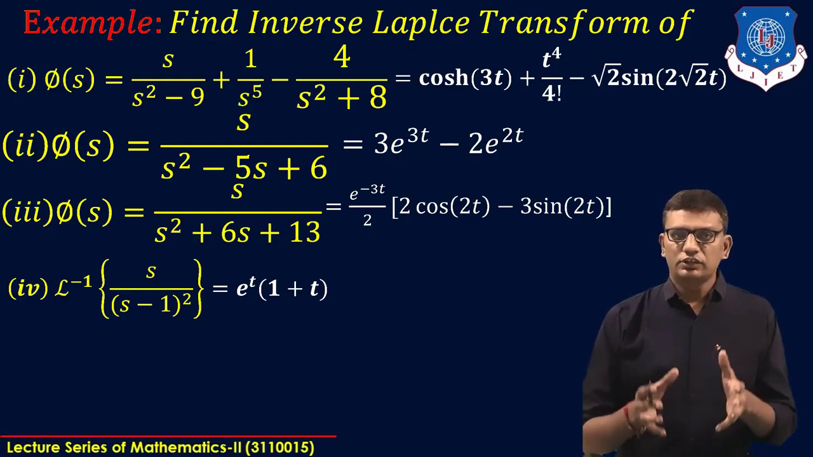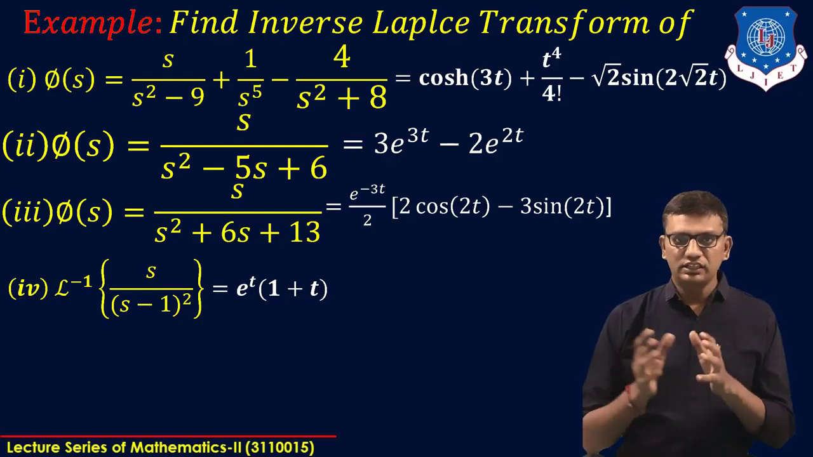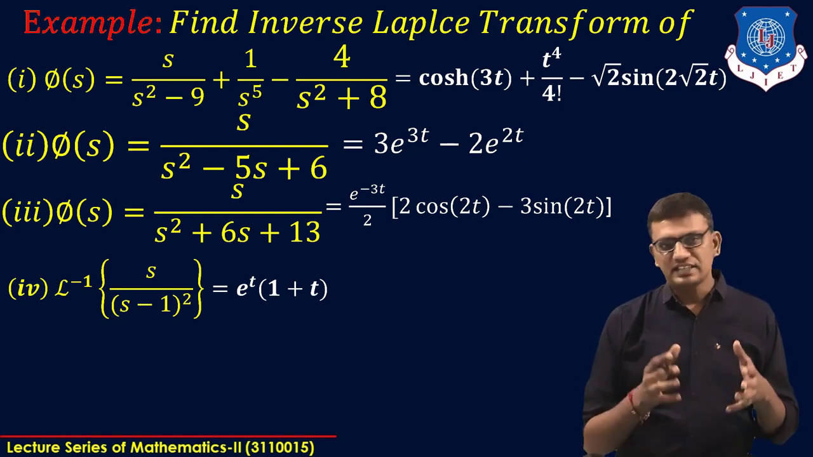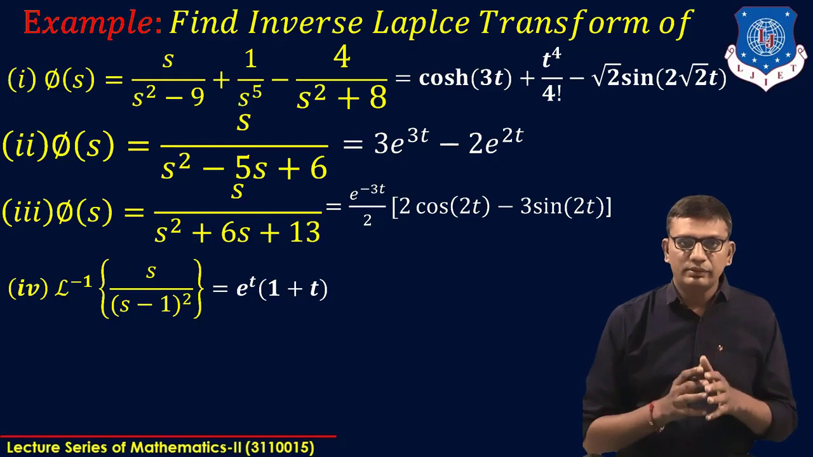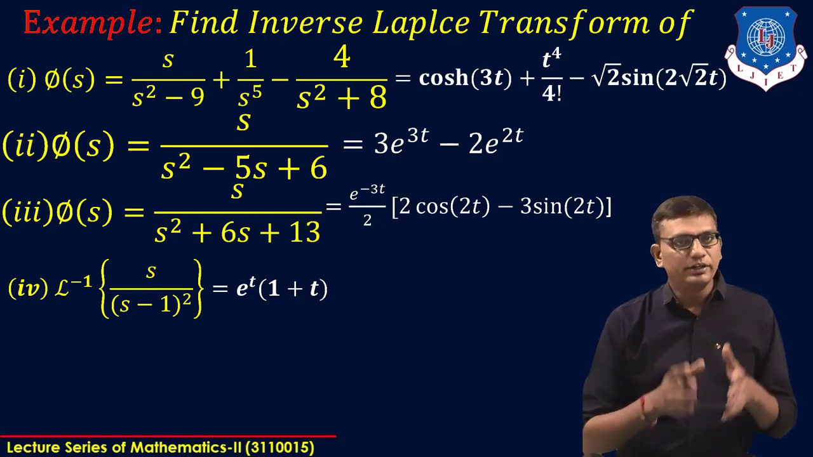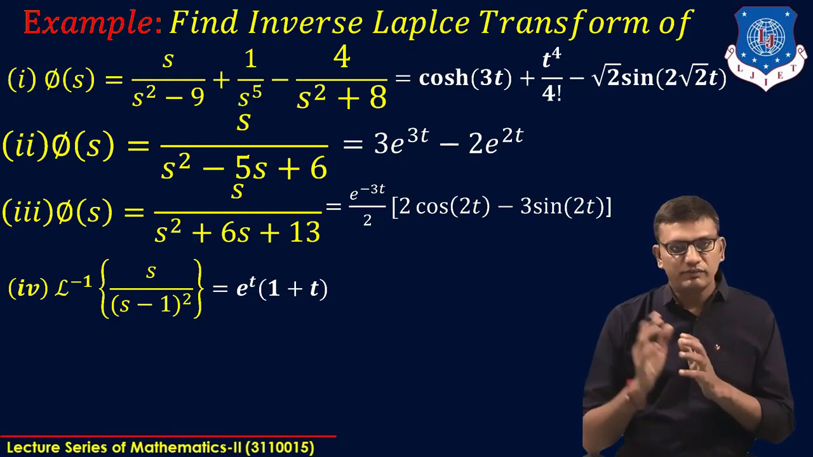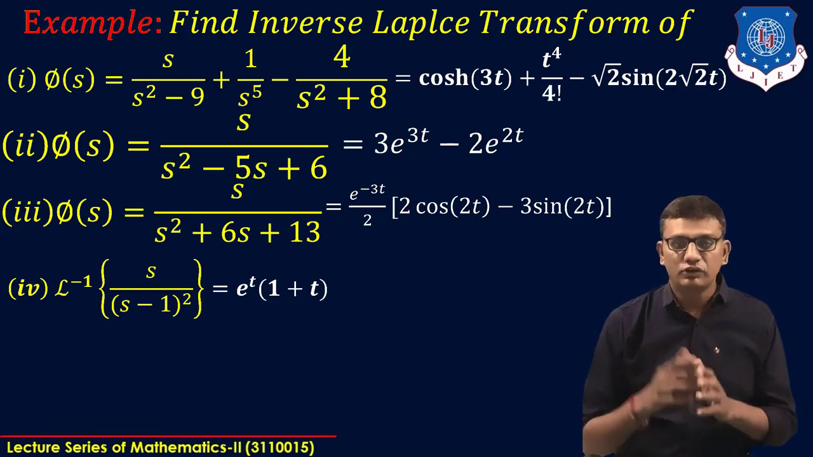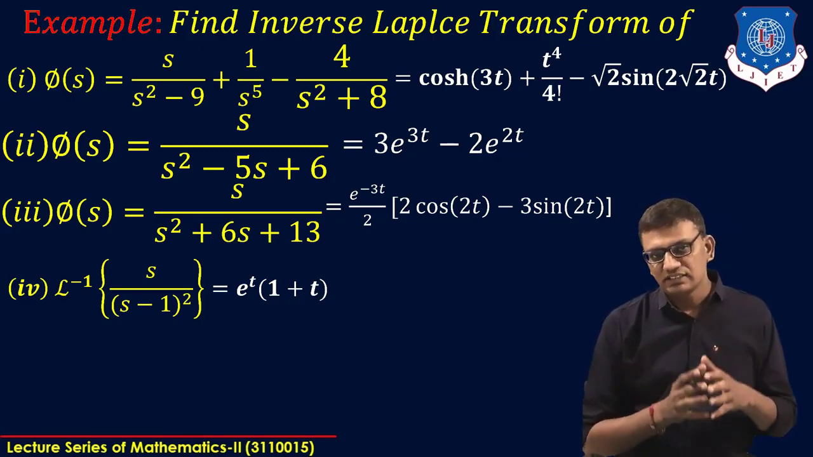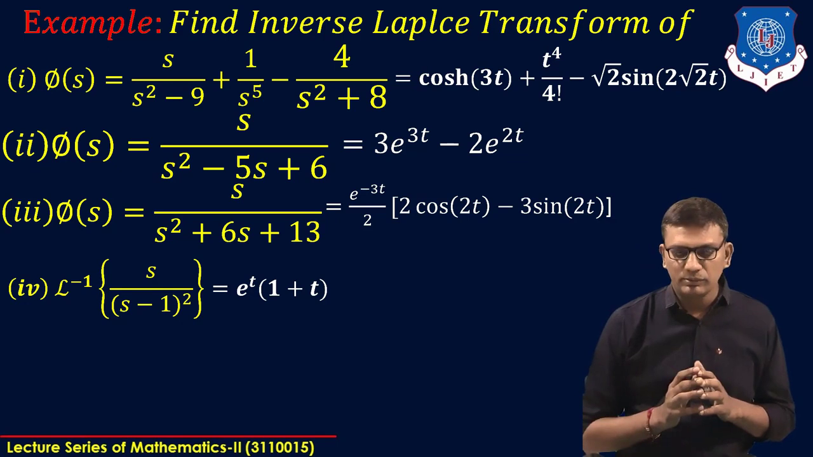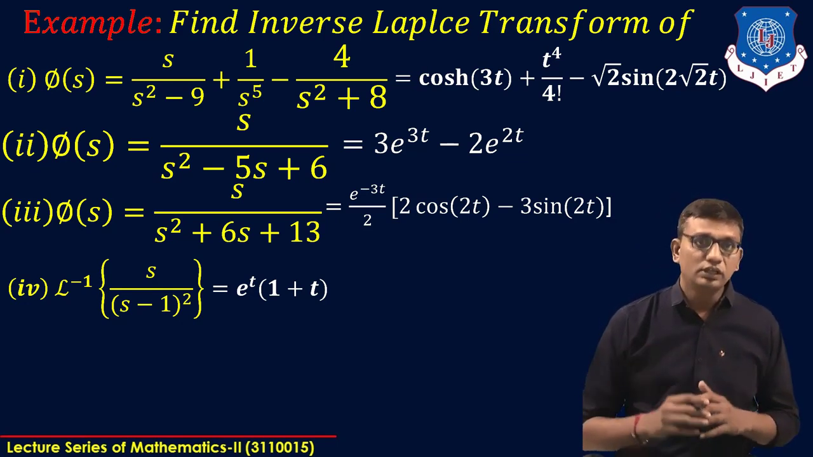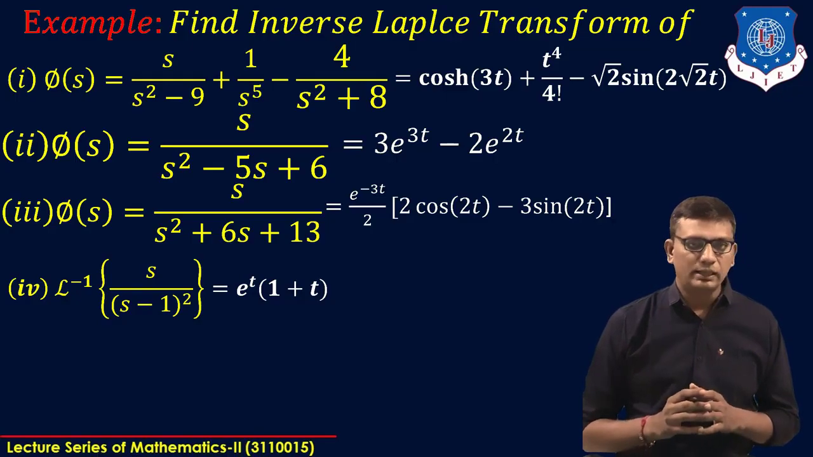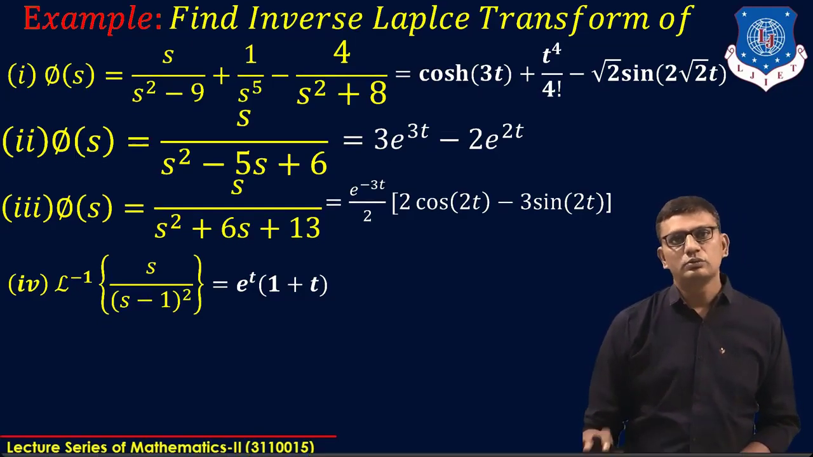So in the first example we directly applied the inverse Laplace formula. In the second example we applied the partial fraction method. In the third example, first of all we converted our denominator into the perfect square form and then applied the first shifting property. In the last example we directly applied the first shifting property. Now in the next lecture, we will discuss the properties of inverse Laplace transform. Thank you very much.